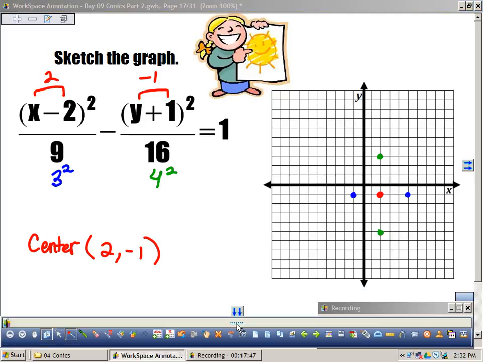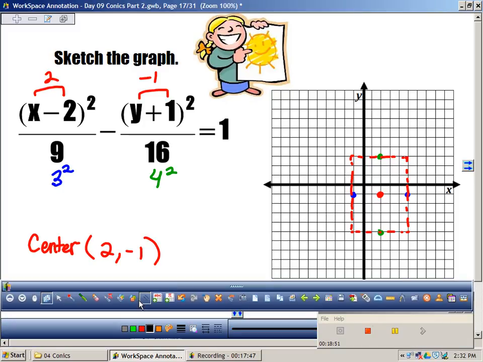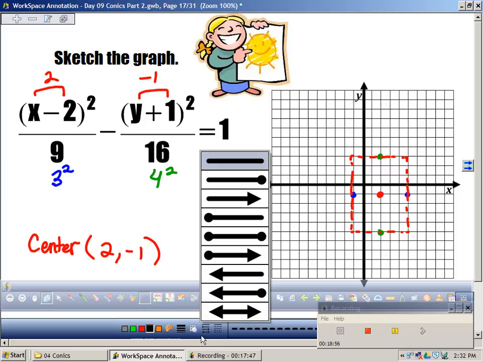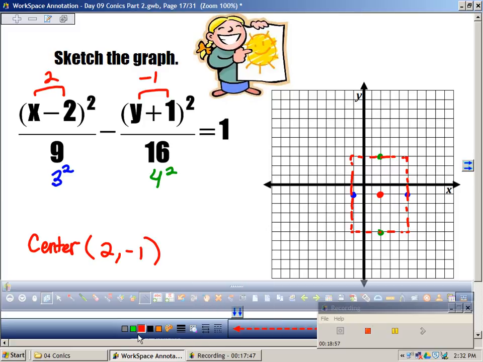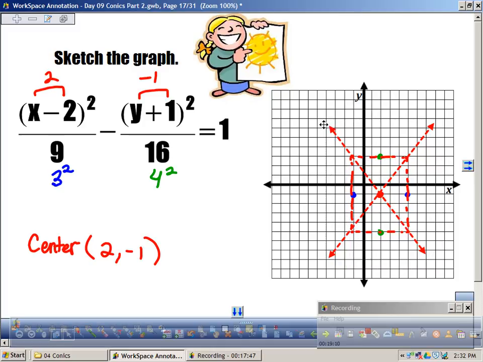Here's my slope box because it's a hyperbola. That gives me my boundaries for my asymptotes. When you're sketching, you really don't need asymptotes, but we're going to draw them because we just like them. They're our friends. It's just like when you're playing pool, chalk is your friend, right?